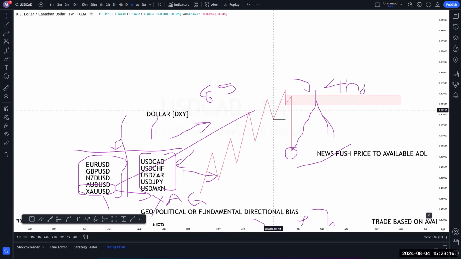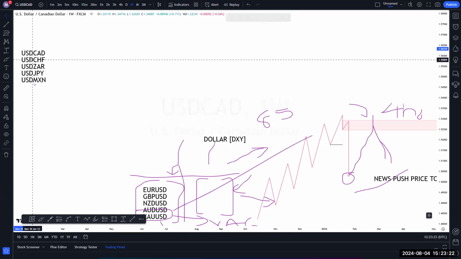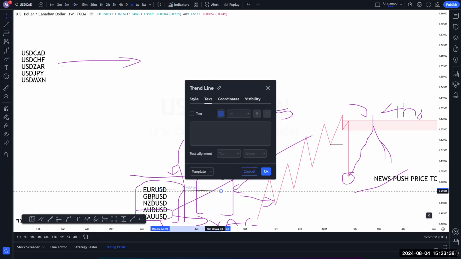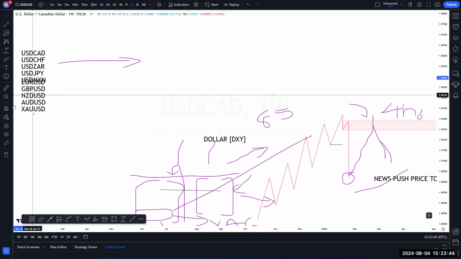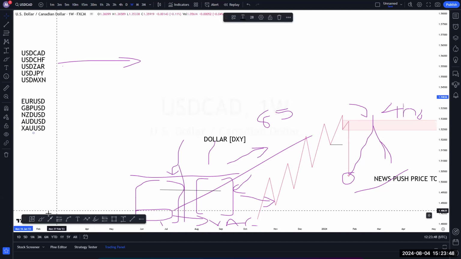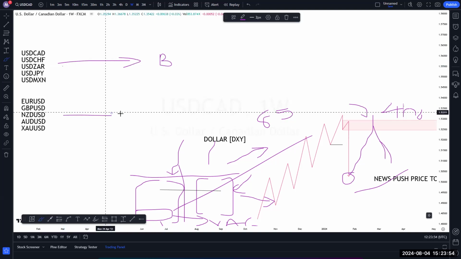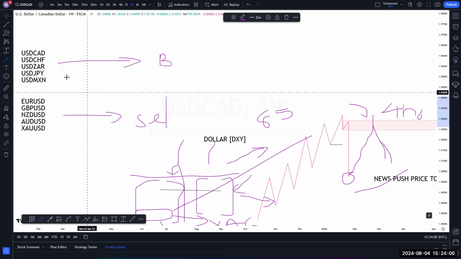They may not be exactly the same, but their structures will be a bit related to what the DXY is printing, and they will have a structure in the opposite way to what the dollar is printing. Meaning that whenever we are expecting the dollar to move up, this will also be buying, and this will be selling.